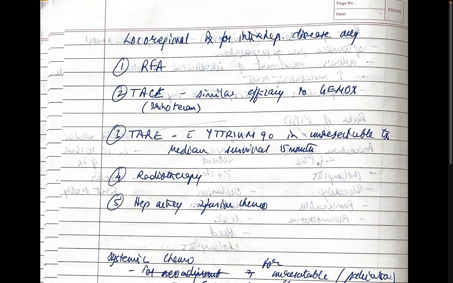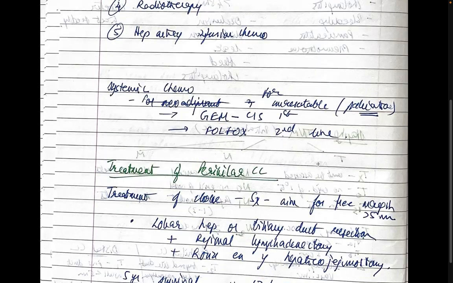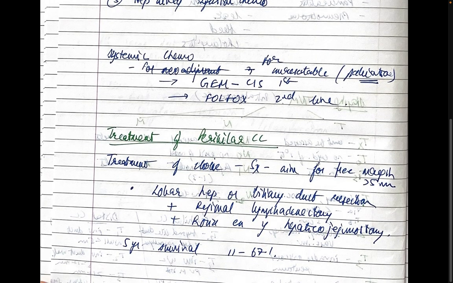The locoregional treatment you can do for intrahepatic disease would be RFA, transarterial chemoembolization, which can be done with irinotecan or with GEMOX. You can do a transarterial radioembolization with yttrium-90 in unresectable tumors where the median survival is more than 15 months. And radiotherapy can be done, hepatic artery infusion with chemotherapy. Systemic chemotherapy we give for unresectable, that is for palliation, we give GEM-CIS combinations the first line, FOLFOX is the second line.